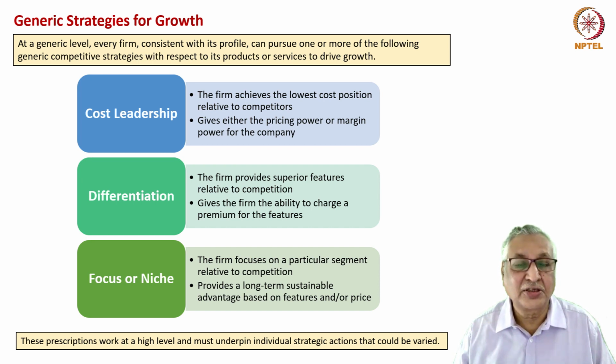Differentiation is the next strategy. In this strategy, the firm provides superior features relative to competition. It gives the firm the ability to charge a premium for the features. The third strategy is focus or niche. Under this strategy, the firm focuses on a particular segment to provide certain unique capabilities and features against the competition. This provides a long-term sustainable advantage based on such features and or price.